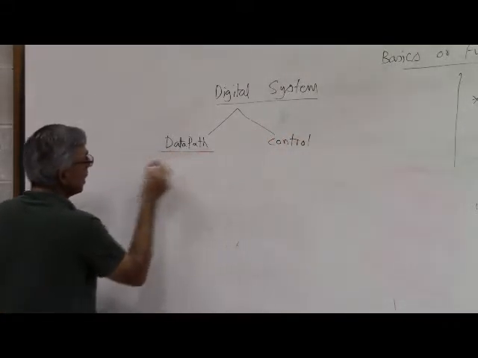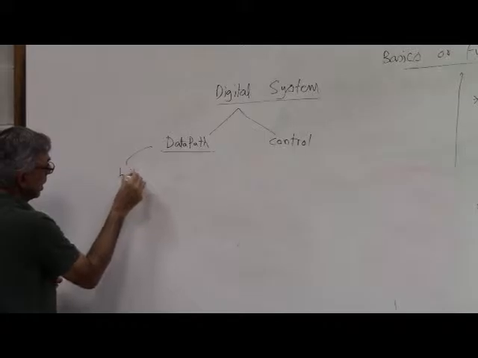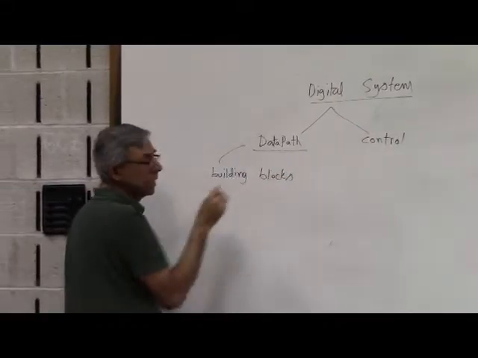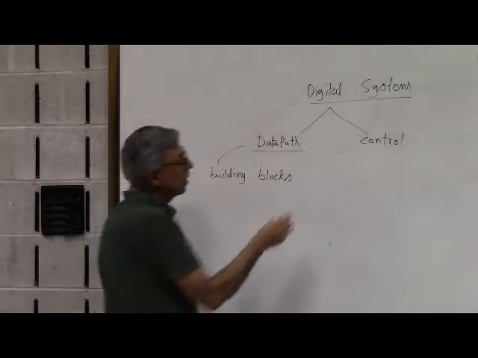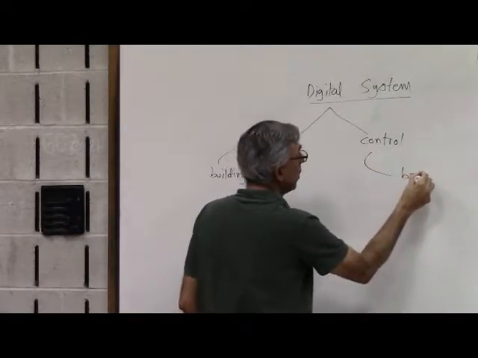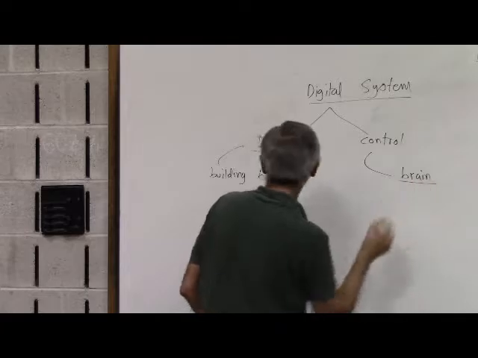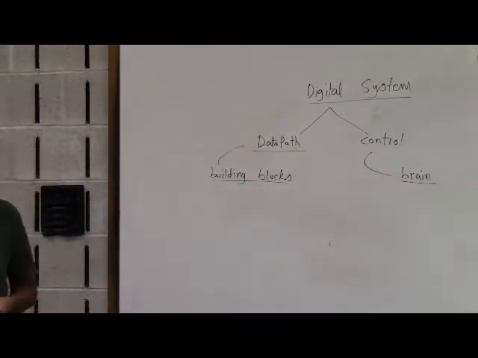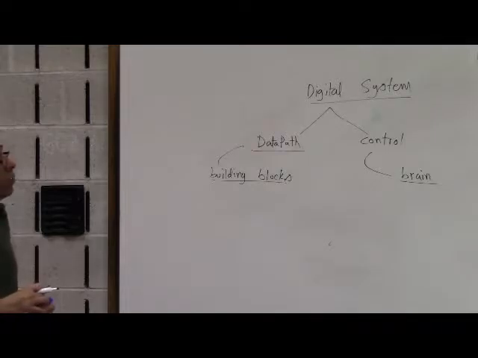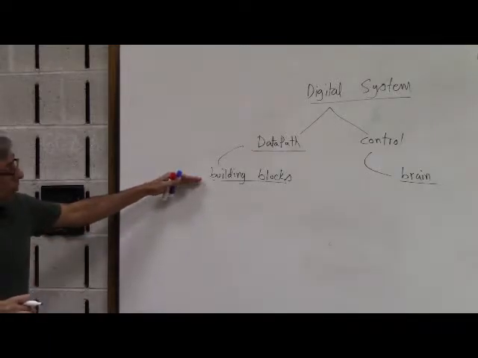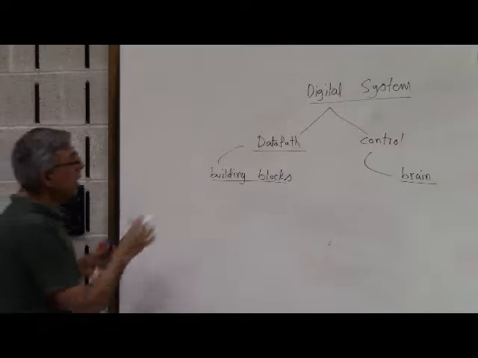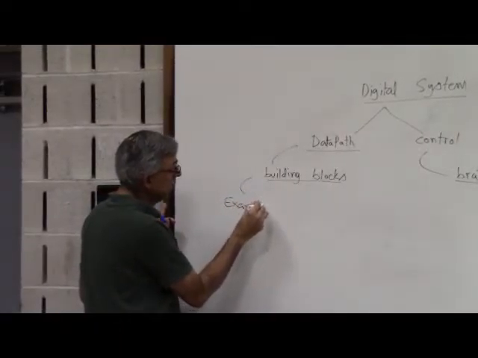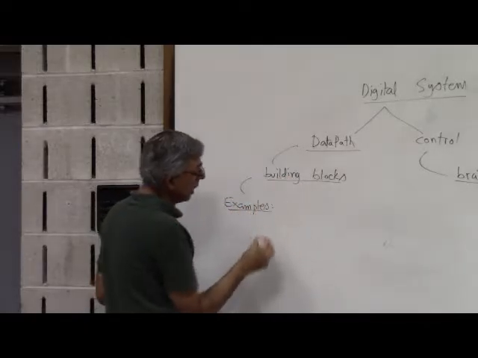Okay, so data path, as we further discussed, are the building blocks of the system. Control is the brain of the system. Now let's put more detail over here in terms of a digital system. When we create a digital system, these building blocks typically, so let me give you some examples in a digital system of what these building blocks are.